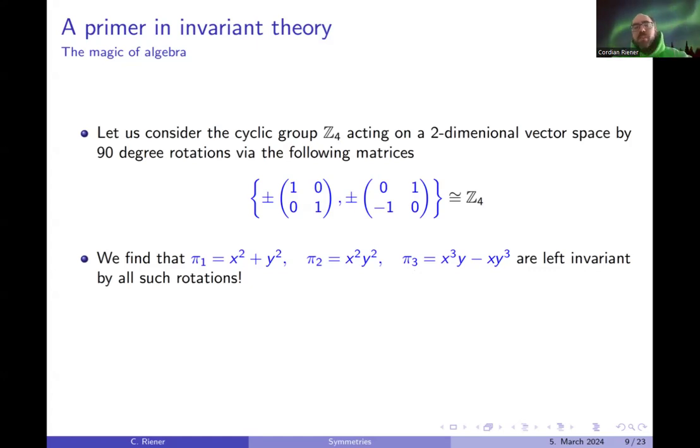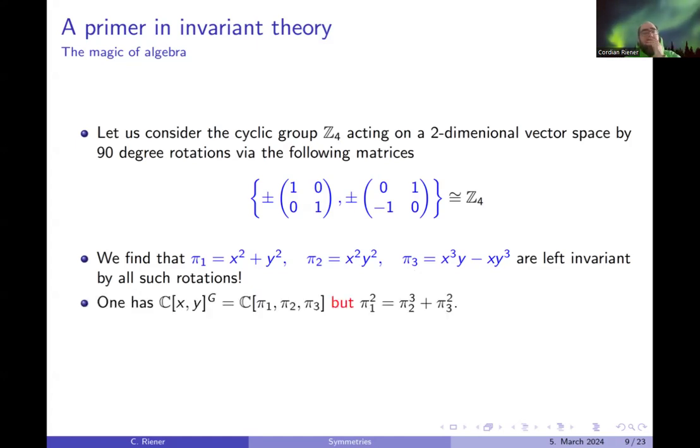It's not left invariant, but it's just fixed by this action. So we have these 3 polynomials, and to all the 3 polynomials, my rotations do not do anything. Whenever I apply a rotation to the coordinates, I get back the same polynomial. And what one can actually show is that these 3 polynomials now generate the ring of invariants.